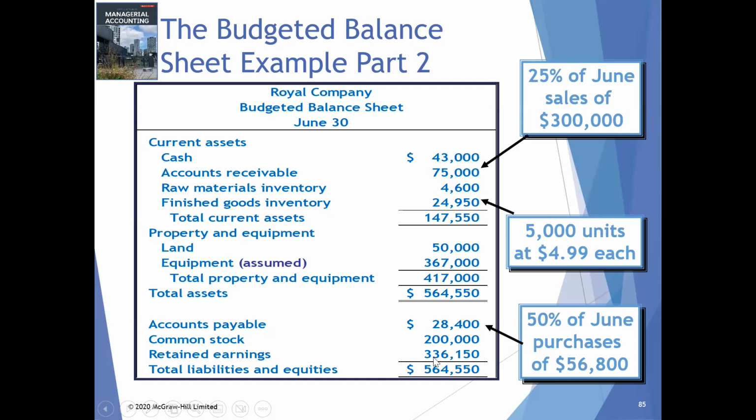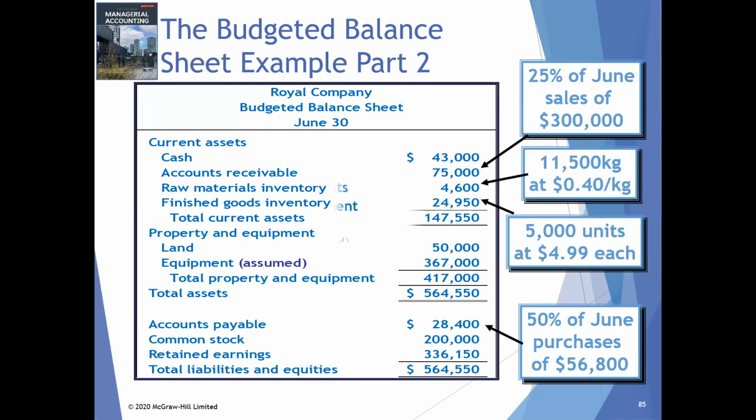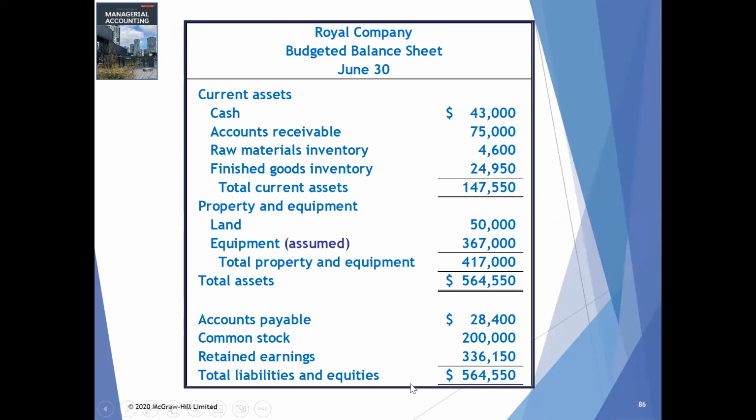Retained earning, that is $336,150. So this is how we have calculated. We have calculated on the basis of the opening balance. The opening balance of the retained earning was 146,150, right? And plus we have added the profit, so that is the retained earning here, 336,150.